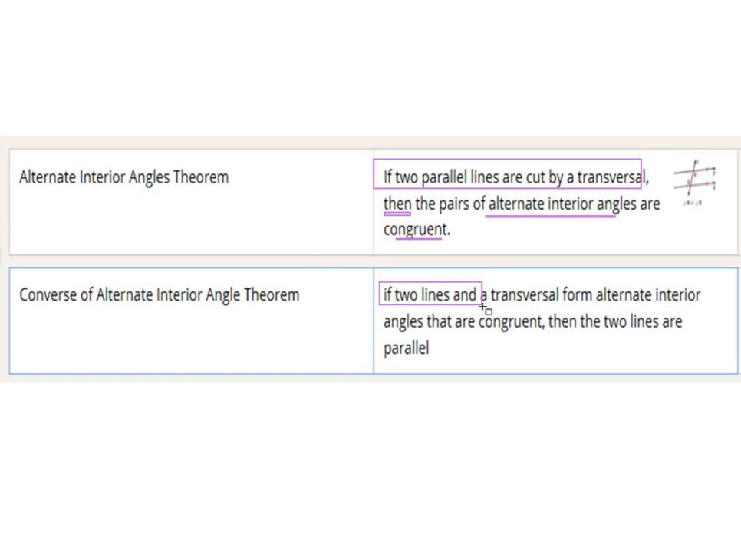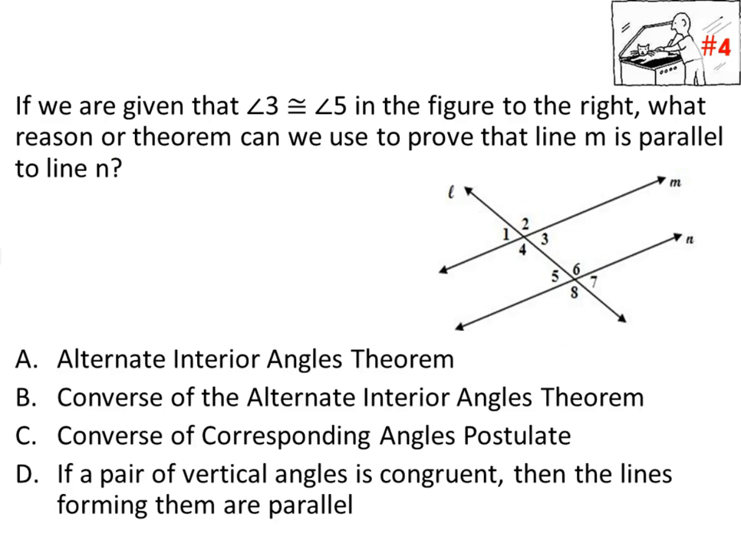Where if we have these lines, we don't know if they're parallel, they're cut by a transversal, and we know that the alternate interior angles are congruent, then we know that they're parallel. So that's the converse of the alternate interior angle theorem. So let's use those in this question.